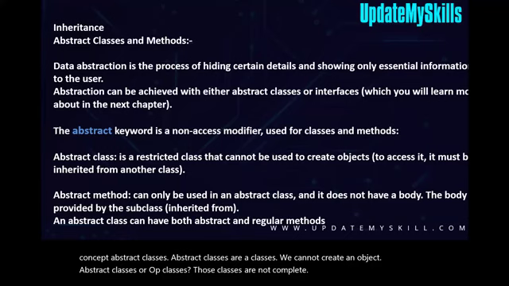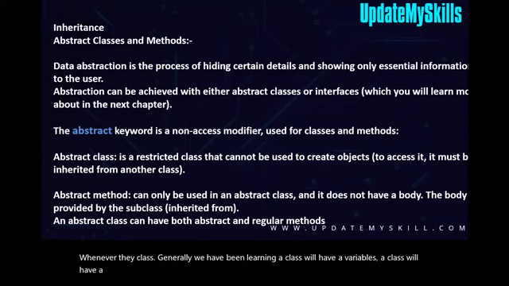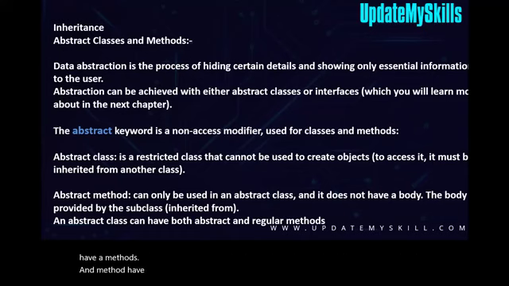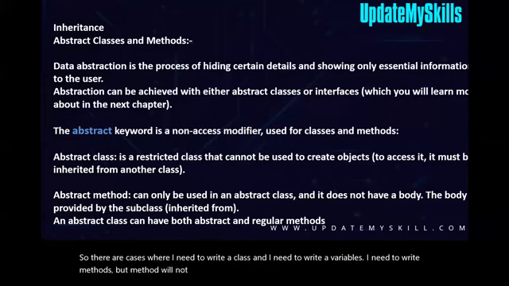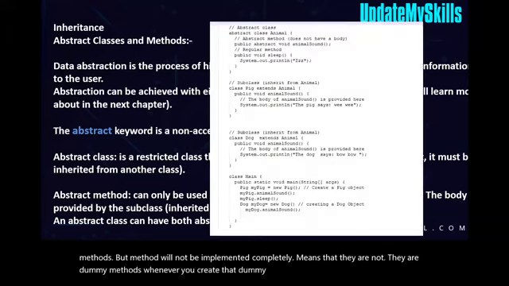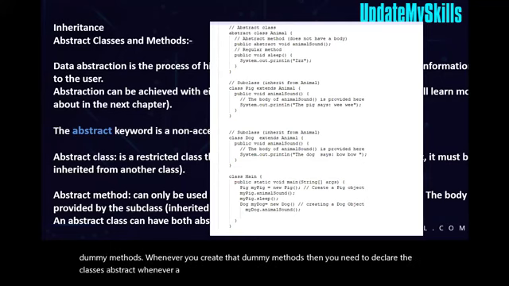Generally, we have been learning that a class will have variables, a class will have methods, and a method has a complete implementation. But there are cases where I need to write a class with variables and methods, but the methods will not be implemented completely. They are dummy methods. Whenever you create dummy methods, you need to declare the class as abstract. Whenever a class is declared abstract, you cannot create an object for the class.